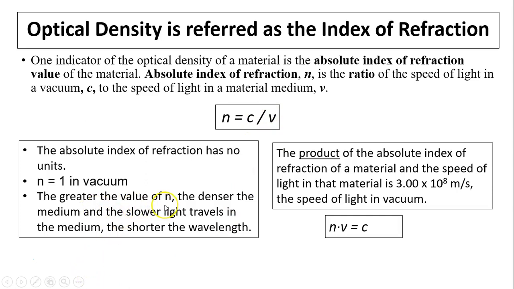The greater the value of n, the denser the medium, so the slower the light will travel. The slower it is, the shorter the wavelength. Because n equals c over v, that means n times v equals c. So the product of the absolute index of refraction of a material and the speed of light in that material, v, always equals 3 times 10 to the 8th, which is a constant.